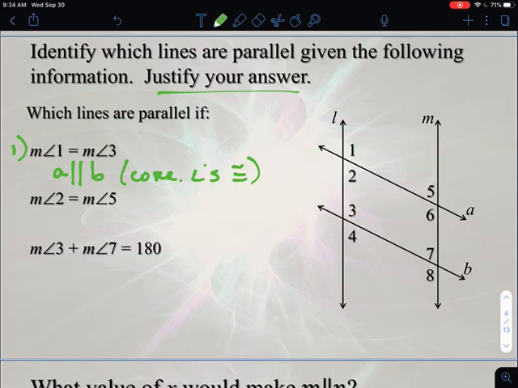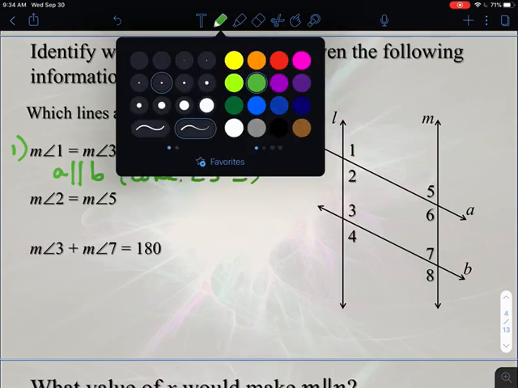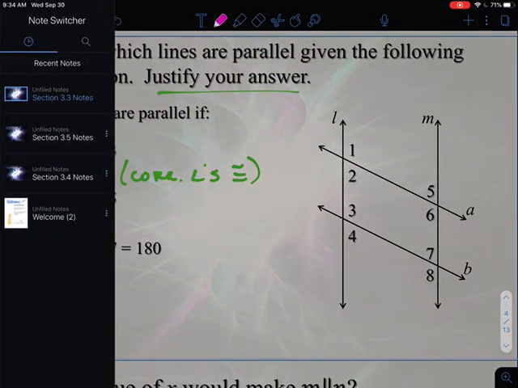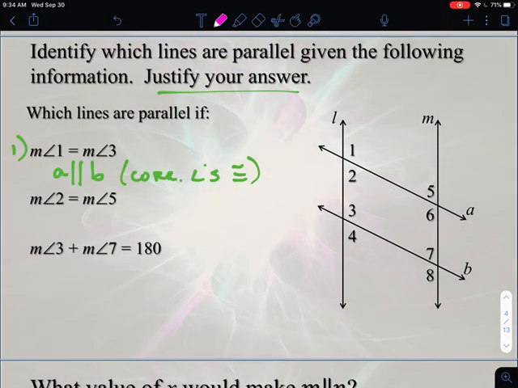Okay. Now, with the next problem, similar idea. For number 2, it says the measure of angle 2 is equal to the measure of angle 5. So these two angles are identical. Again, if we look at the picture, these two angles have nothing to do with line B. So right now, A and B are out of the conversation as far as parallel. That means I need to be looking at L and M.